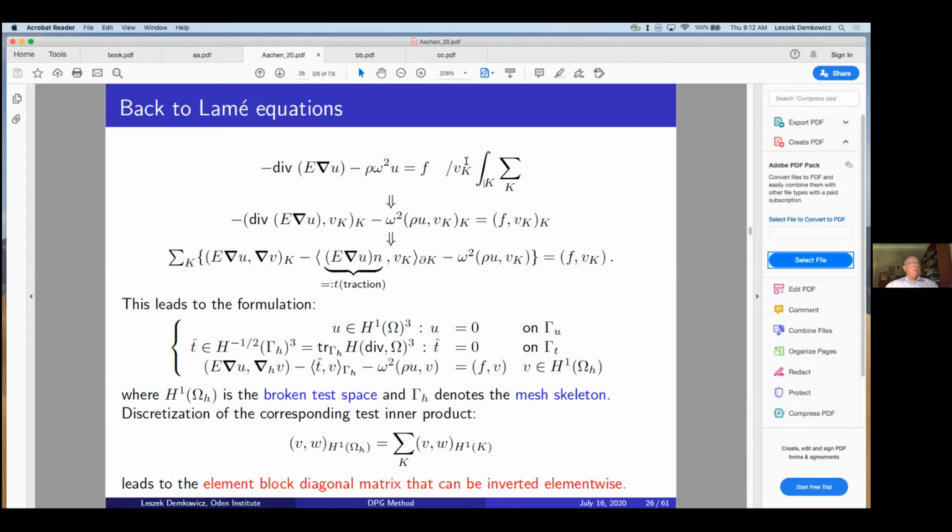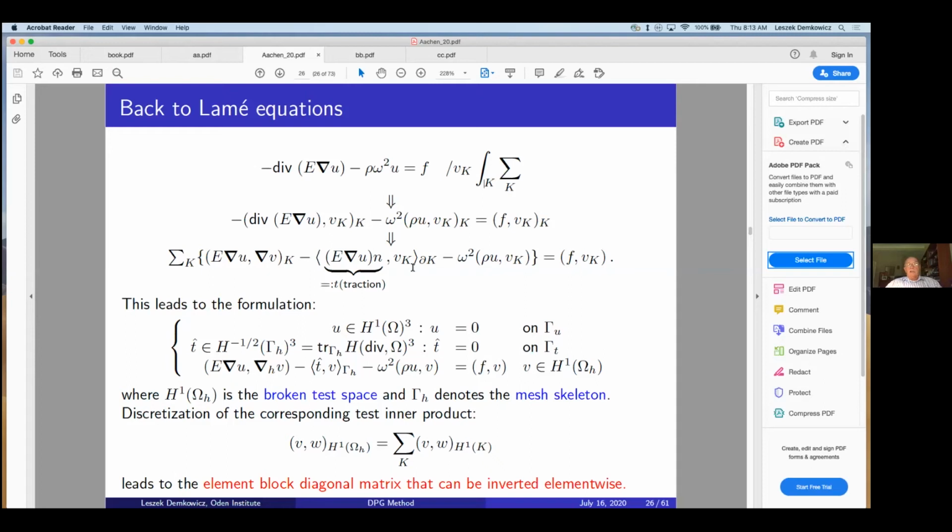After you have done all of this, this is what you end up with. Then you integrate by parts on the element level, and as you do, you end up with the traction on the boundary of the element. Now, if you are following the classical route, you make an assumption that these boundary terms can be grouped into three terms: one corresponding to the inter-element boundaries, one corresponding to gamma t, the traction boundary, and one corresponding to gamma u. And the usual reasoning goes like this.